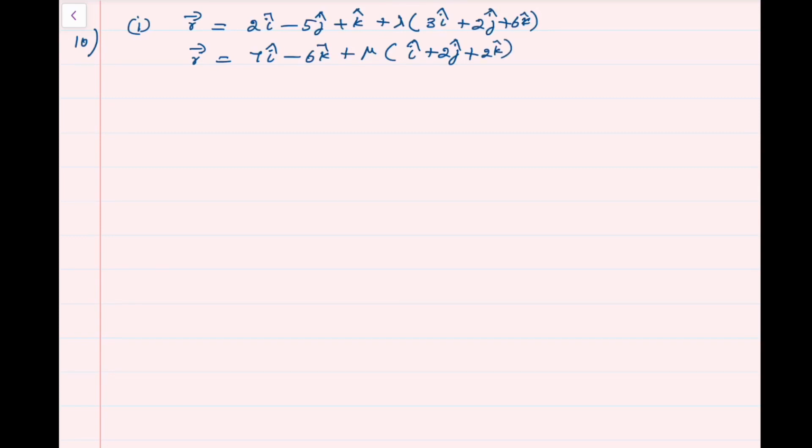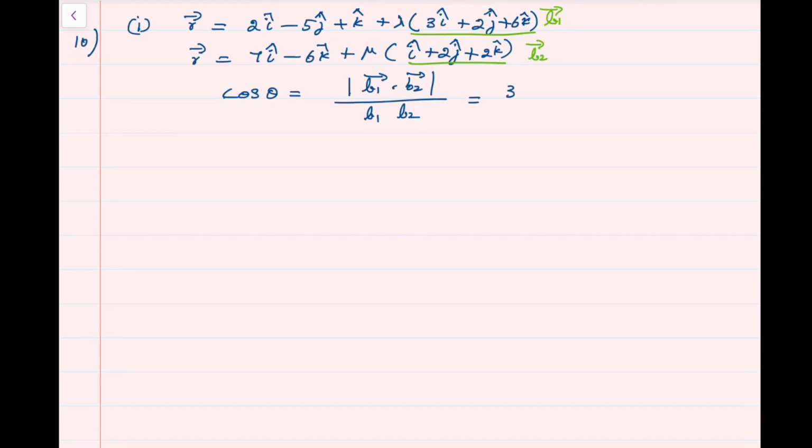Angle between two lines is same as angle between the parallel vectors b1 and b2. Therefore, cos theta formula is absolute value of vector b1 dot vector b2 divided by magnitude of b1 vector into magnitude of b2 vector. From the first line this is b1 vector and from the second line this is b2 vector. Let us find the scalar product.